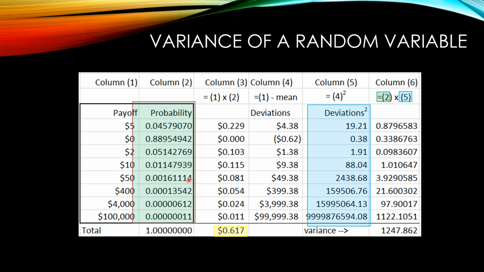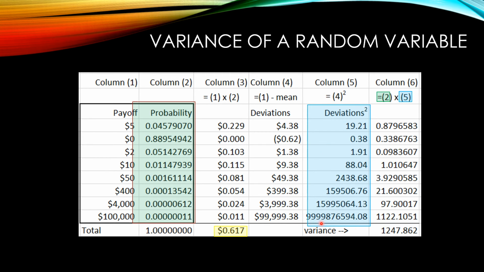Here the payoff is 0. The mean is 61 cents. The difference of those two is negative 61 or 62 cents. And we do that all the way down the column. The second thing that we did back in chapter 3 was to square each of those deviations. And that's what we're doing here. 4.38 times 4.38 is 19.21. Negative 0.62 times negative 0.62 is positive 0.38. And we go all the way down that column.